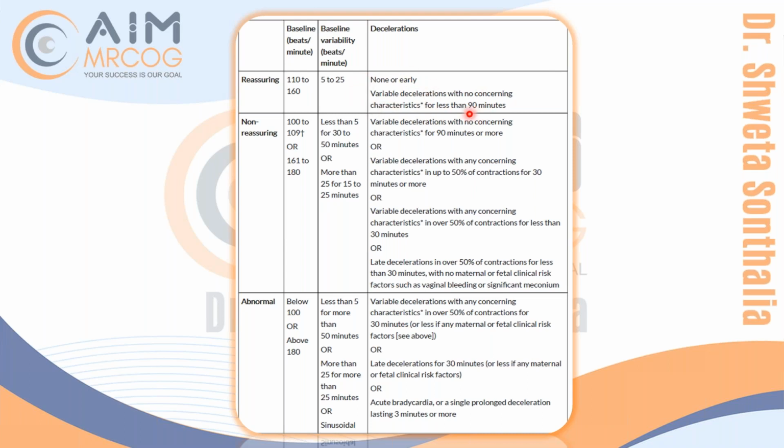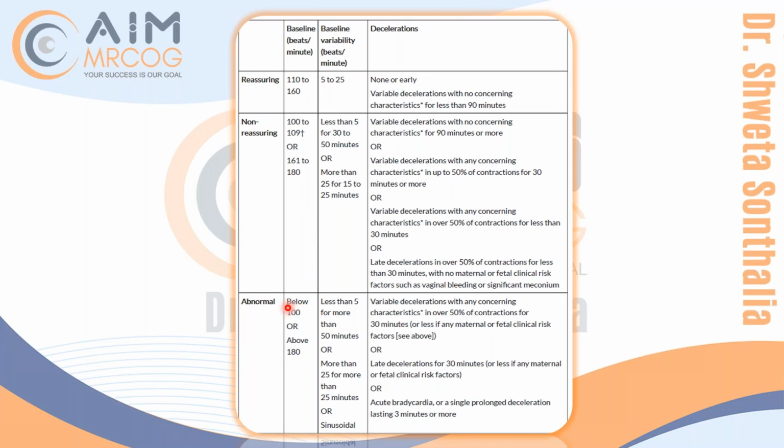Variable deceleration with no concerning character for less than 90 minutes. So how will you remember it? Don't remember it as less than 90 minutes. Remember it as 89 minutes. So in exam, you will not get confused, because 90 minutes and more becomes a non-reassuring feature. So you remember it like 89 minutes, it is fine, right? This is for your remembrance. Whatever is written here, you have to understand your own way of remembering it. So 89 minutes of variable deceleration with no concerning feature is fine. Early deceleration is fine. No deceleration is fine. Variability 5 to 25 is fine. And baseline 110 to 160 is fine. This is reassuring.